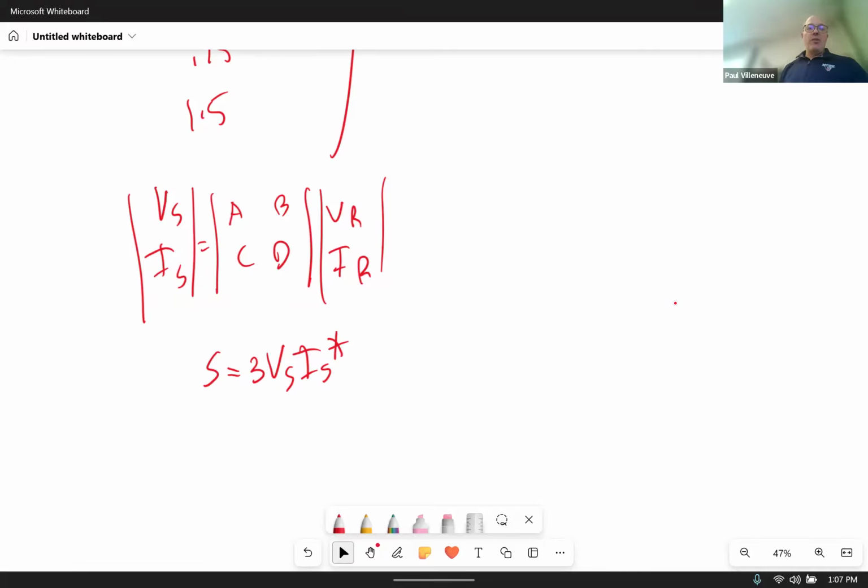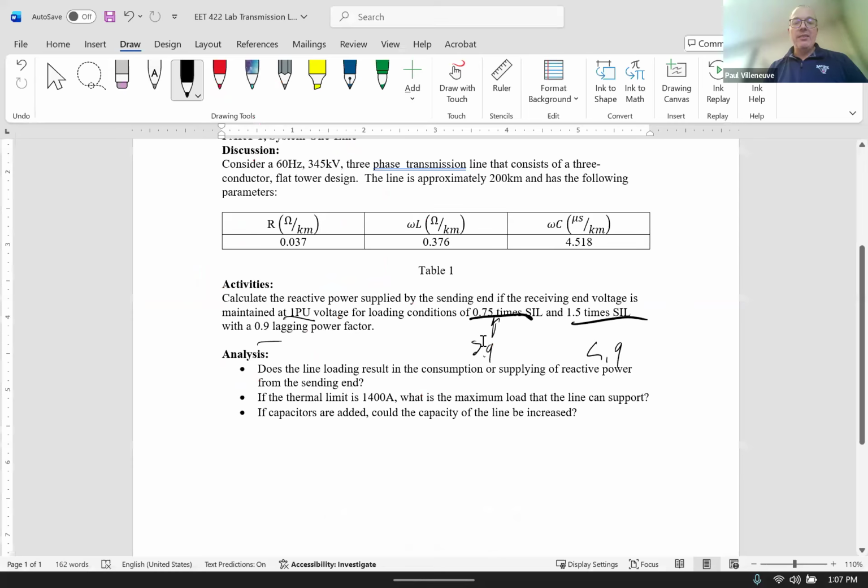And then what I'll show you is, here's a point and then 1.5 with a 0.9 lagging power factor. So the question is, does the line loading result in the consumption or supplying of reactive power? If it's less than SIL, it's supplying. If it's more than the SIL, it's consuming. So you should know the answer. You should just be able to check it from there. And then it asks you a couple other questions. And that is not necessarily going to be about the lab, the actual calculations. That's just thinking about it in terms of going from there.